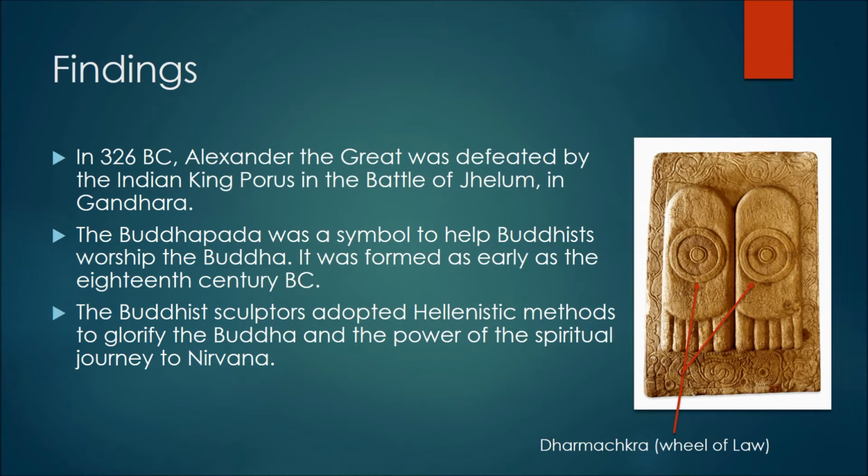The Buddhapada was a trend that majority of Buddhists followed from as early as the 18th century. Usually the Dharmachakra, the wheel of the law, is portrayed representing the Eightfold Path to Nirvana. The highly decorative lotuses enhance the motif of purity and creation. Ultimately, Buddhist art aimed to glorify the Buddha and the power of Nirvana.